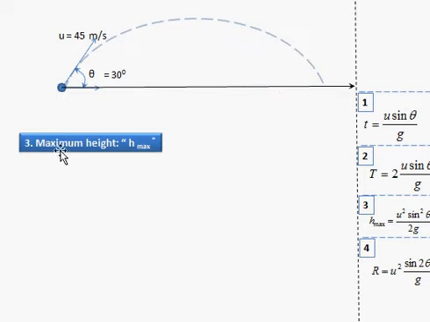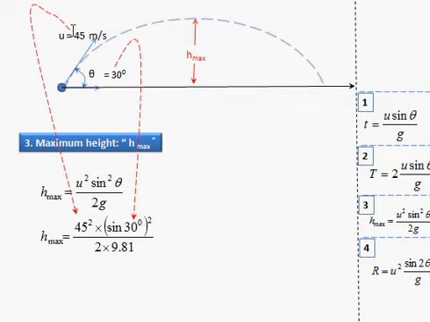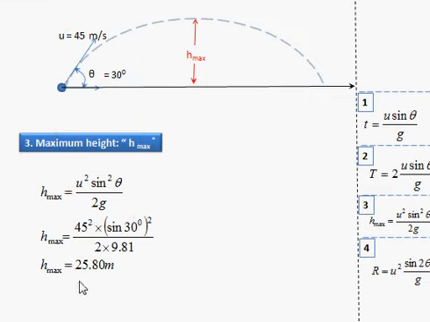The third question is all about the maximum height. According to the figure, let us define this one to be the maximum height, and the third formula defines the maximum height. I am considering that formula for the solution. Utilizing the initial velocity and angle of projection, the maximum height is calculated. 25.80 meters is the answer.